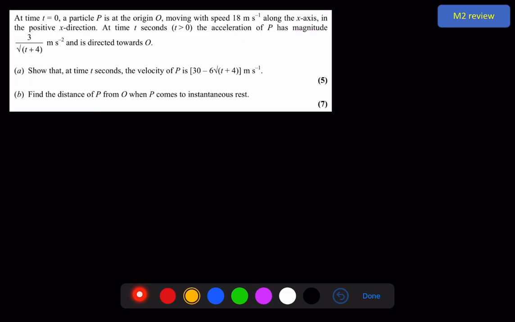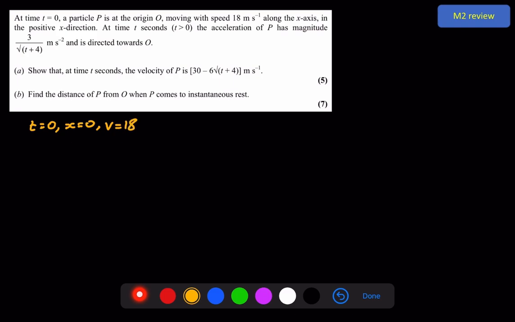At time t equals 0, a particle P is at the origin. That's telling us t equals 0 when x is equal to 0. And it's moving with speed 18 meters a second along the x-axis in the positive x direction. So v is equal to positive 18 as well.